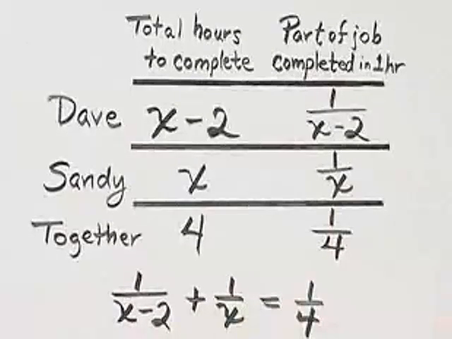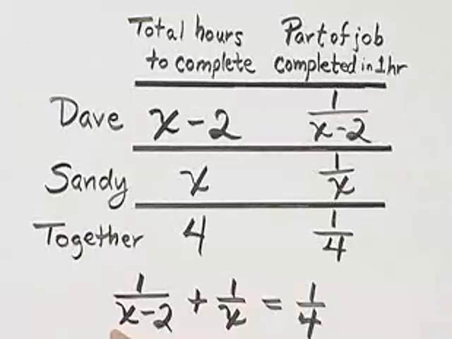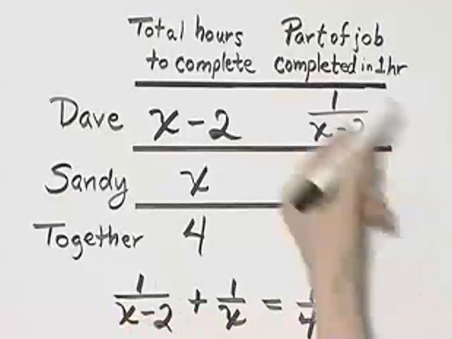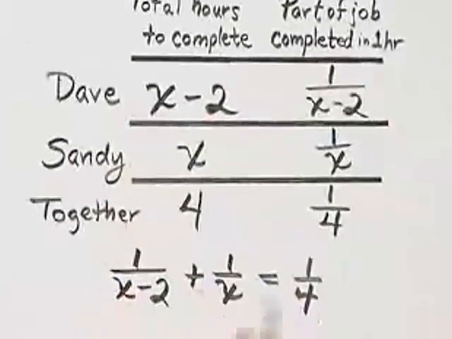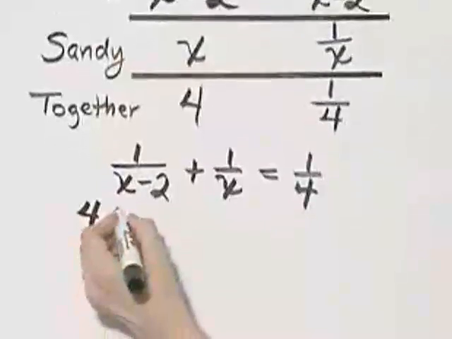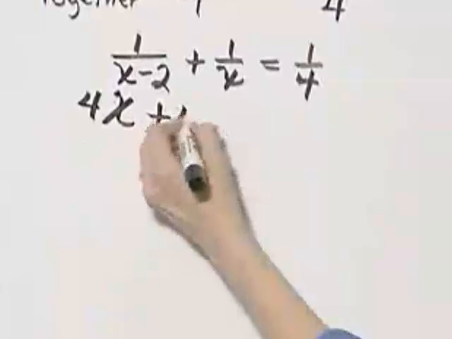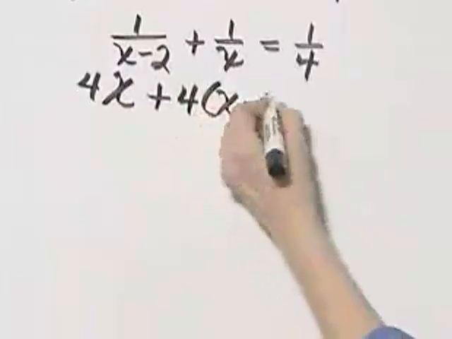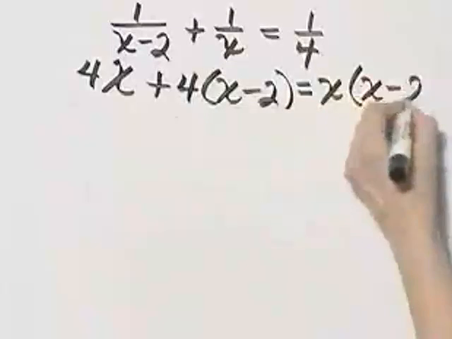Now, I'll show you a basic outline of solving this equation. This is an equation with fractions, so you will need to multiply through by the LCD, which is 4 times X times X minus 2. By the way, we'll start losing this table, so make sure you have everything in the table written down. If you multiply through by the LCD, you will have 4 times X plus 4 times X minus 2 is equal to X times X minus 2.